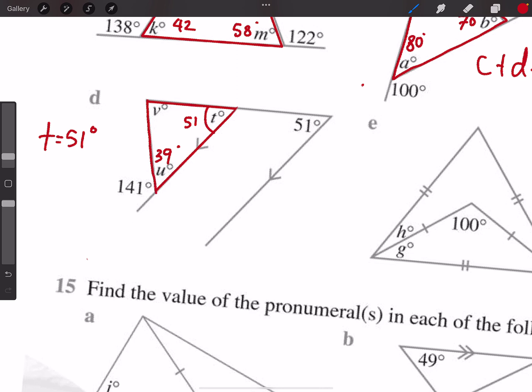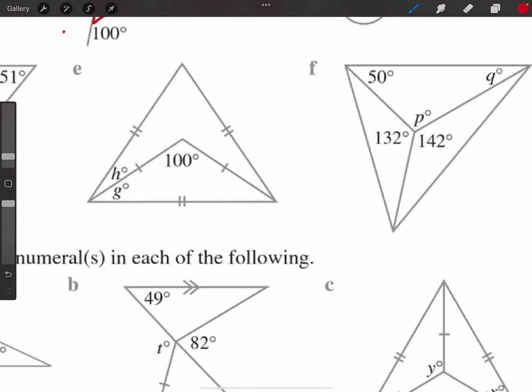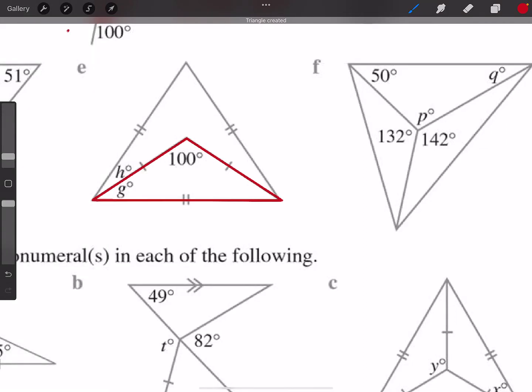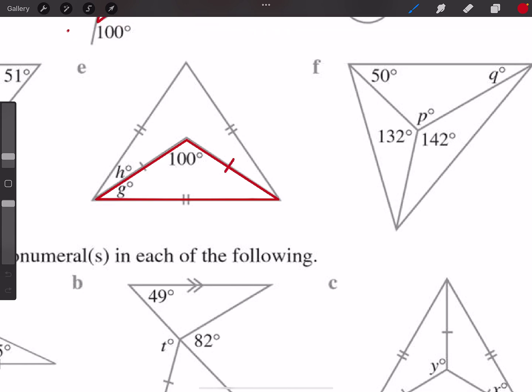Imagine you have a triangle there, right? 39 plus 51 plus the angle V is equal to 180. So work out V by yourself. Next one. Okay, so we got two isosceles triangles. Here's one of them. And you can tell it's isosceles because these two are the same length, right? So therefore, if this is G, this must be G as well.